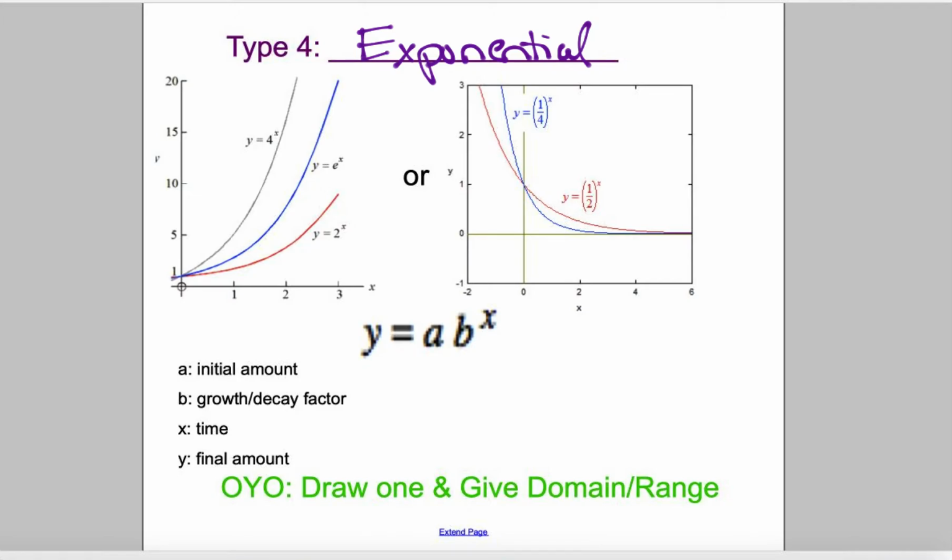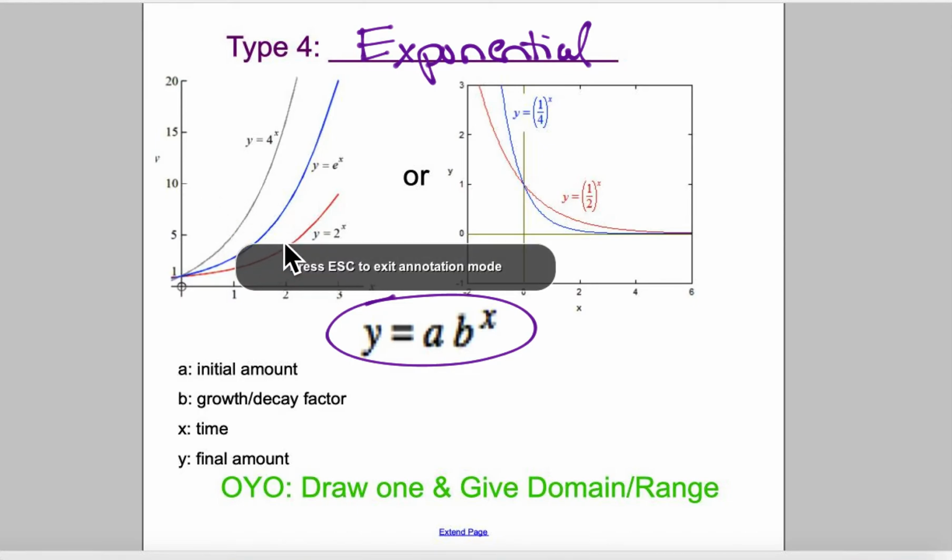We'll deal with word problems later this year. They're usually written in this form right here, a times b to the x, where a is kind of like an initial amount of something, but b is really dictating whether or not it's going to be growing or decaying, right? So obviously if you have 2 to the power of x, 2 to the first is 2, 2 to the second is 4, 2 to the third is 8. But if you had 4 to the power of x, it would be growing at a much faster rate, right? 4 to the power of 3 is 64.